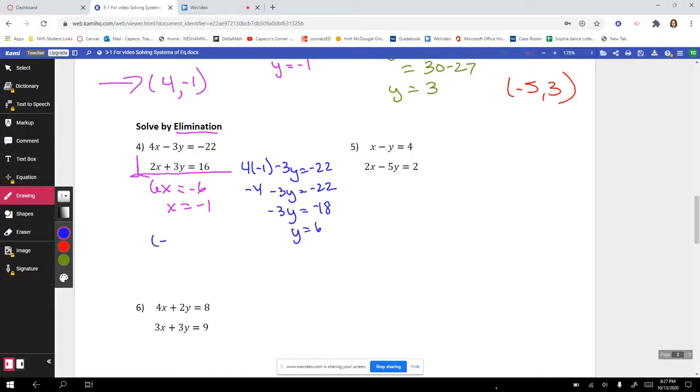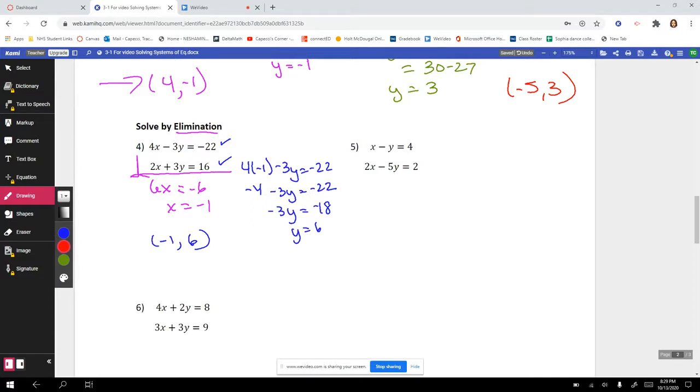So again, my point of intersection, my solution to the linear system is negative 1, 6. Again, if I were to graph that, that's where they would intersect. If I want to check it, I go back to each of the originals, substitute those values in to see if I get true statements.